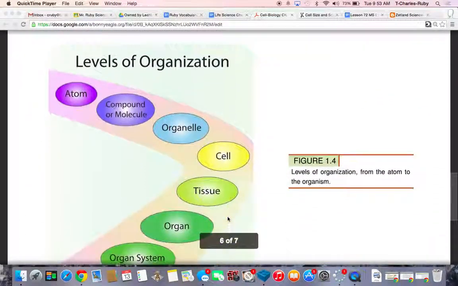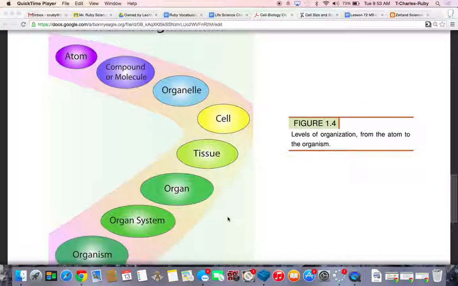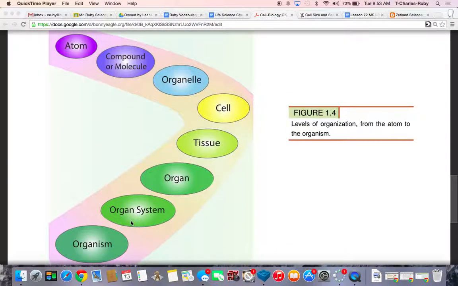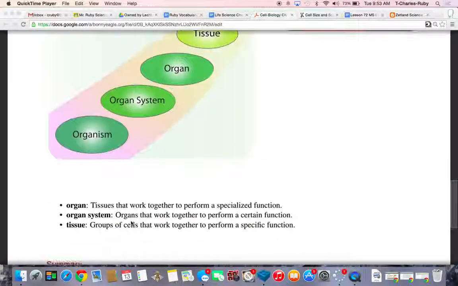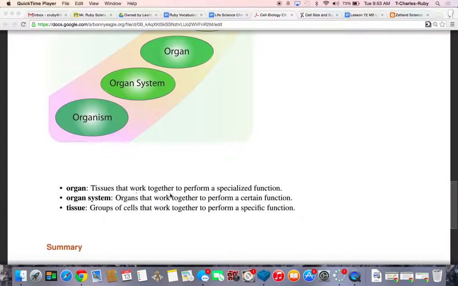Levels of organization. Here are the levels of organization: atom, compound or molecule, organelle, cell, tissue, organ, organ system, and organism. Organ, tissues that work together to perform a specialized function. Organ system, organs that work together to perform certain functions. Tissue, group of cells that work together to perform a specific function.